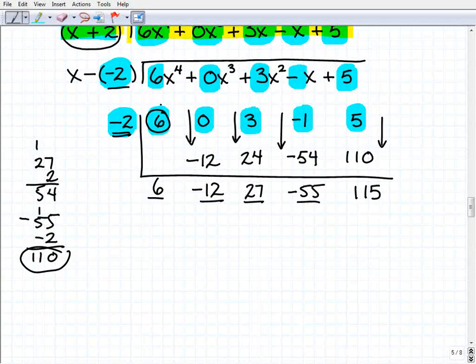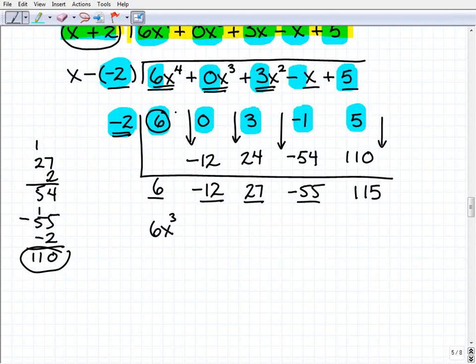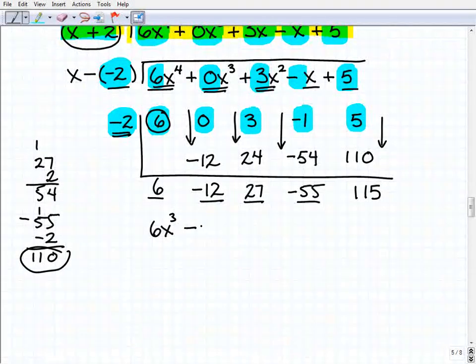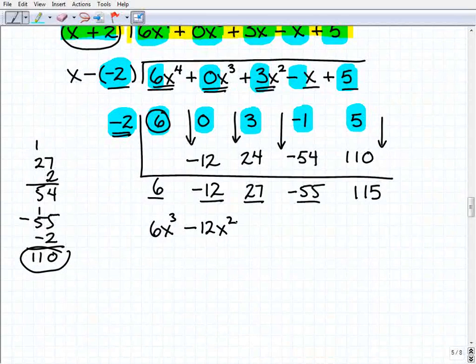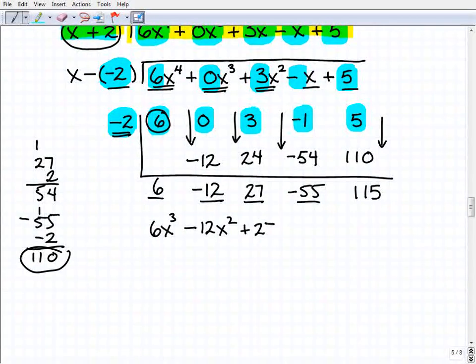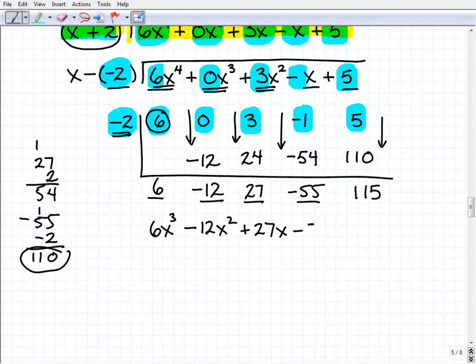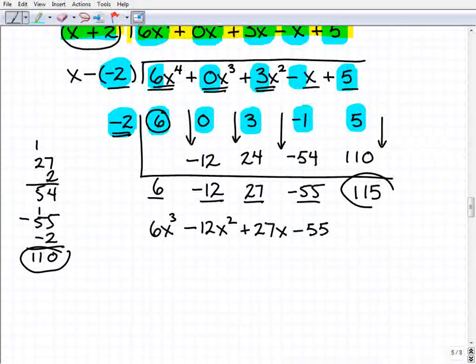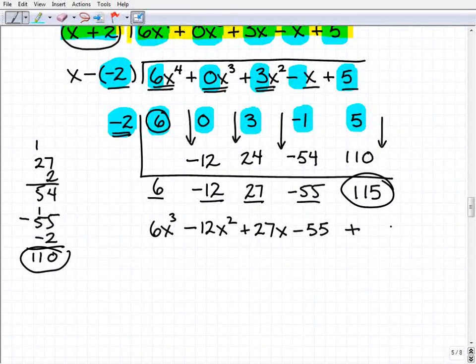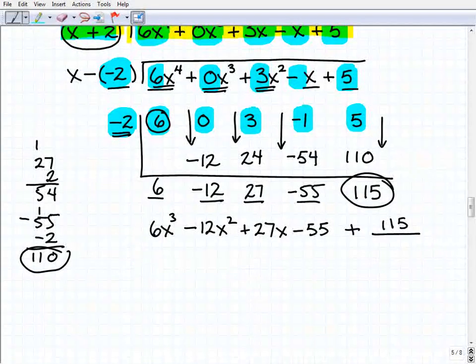Since I started with this 6 in the x to the fourth column, then x cubed, x squared, x, and number, our answer is going to be 6x cubed, one degree less, minus 12x squared plus 27x minus 55, and 115 is our remainder. So we can write that as plus 115 over x plus 2. That's our divisor. So there you go.